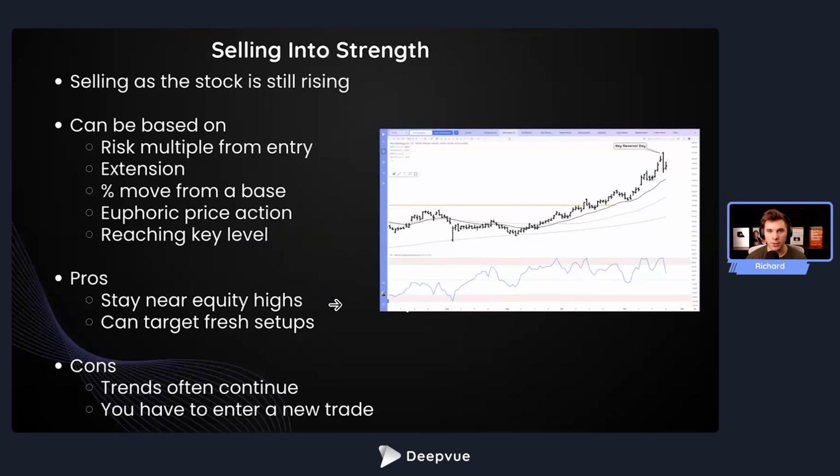There's 2 main pros of selling into strength. First, your equity curve is staying right near all-time highs. If you're selling as you're making profits, your equity curve is going to be right near all-time highs, and then you can take those profits and reinvest them into the next fresh opportunity. And that's actually number 2 here. It helps you compound a little bit faster, especially if you're a very talented swing trader. You can swing something for 20%, take that gain, move it into the next fresh breakout, swing that for 10% and compound that way. Obviously, there's always going to be losses in there, but that's the general idea.